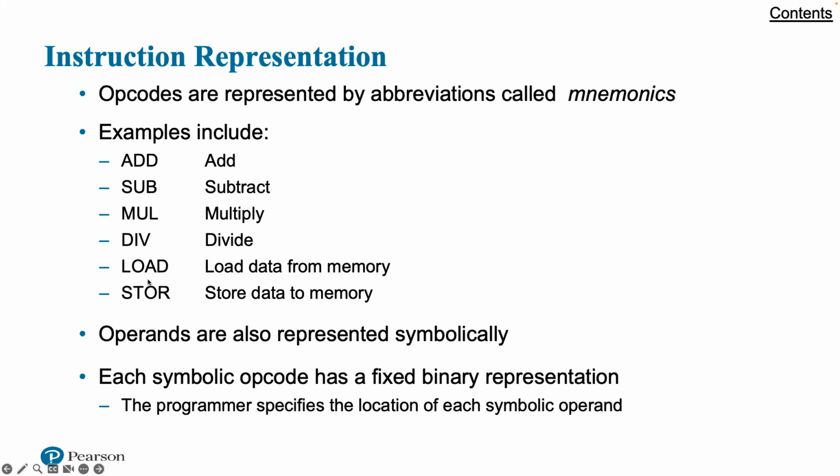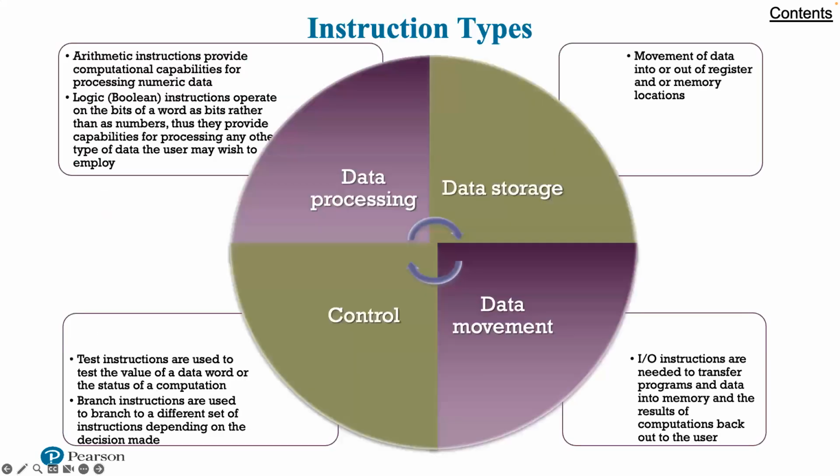Plus, we need to do loading. We have to put things where they're supposed to be and where they're supposed to go at the end. So those are the kind of things that we're trying to specify with the instructions. And so we can have the data processing. So this could be arithmetic operations, doing Boolean operations.